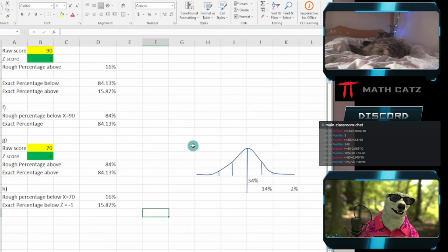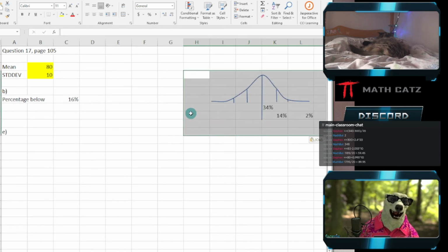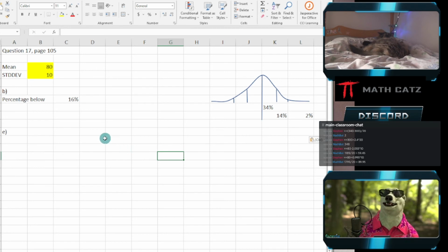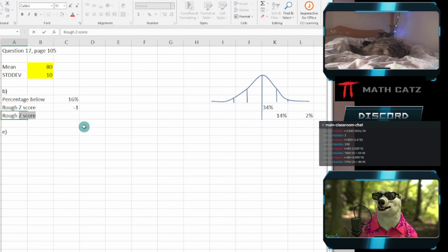Now let me just copy over this very rough diagram so we can have a look at it again. I know, it's beautiful, isn't it? Love it. You can do it in your head, close your eyes and visualize all of these things, but it's nice to have something to look at. Now what do I want to know? I want to essentially use these 34, 14, and 2 rough percentages to figure out which z-score I would be at to have a 16% below. Well, 2%, 14%, so it'll be a z-score of negative 1. And then I want to say what is the corresponding, still rough, raw score.